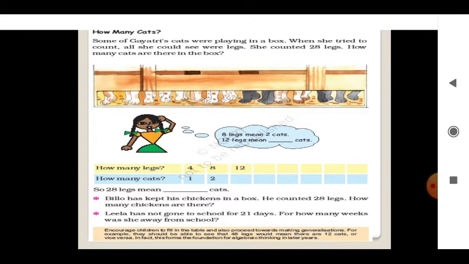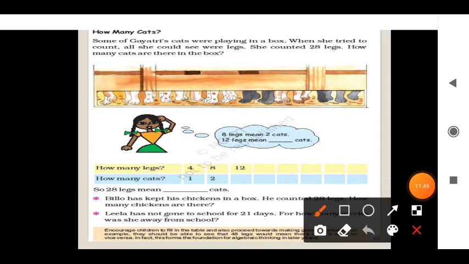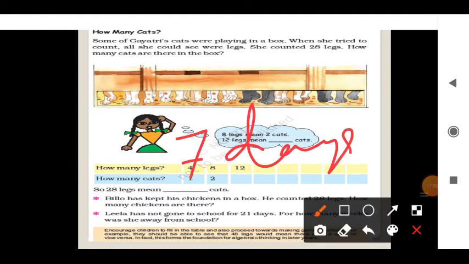She did not go to school for 21 days. For how many weeks was she away from school? You need to find how many weeks she was away. So 1 week, how many days? 7 days. And how many days didn't she go? 21 days she didn't go.